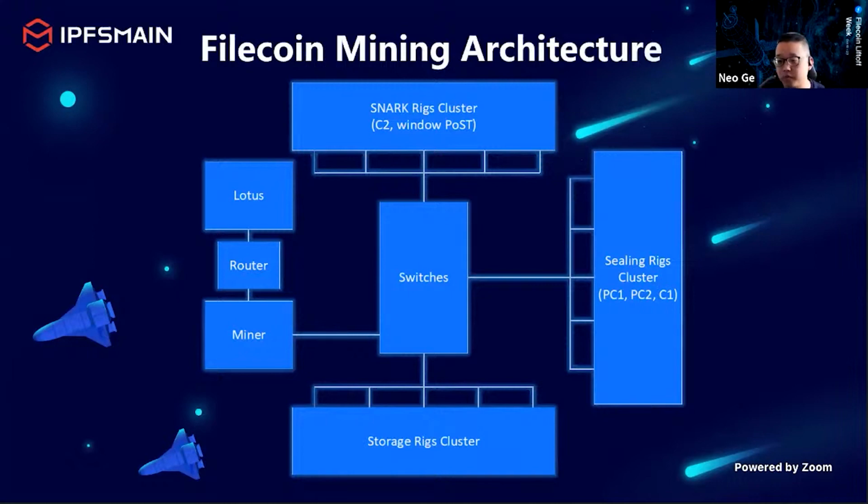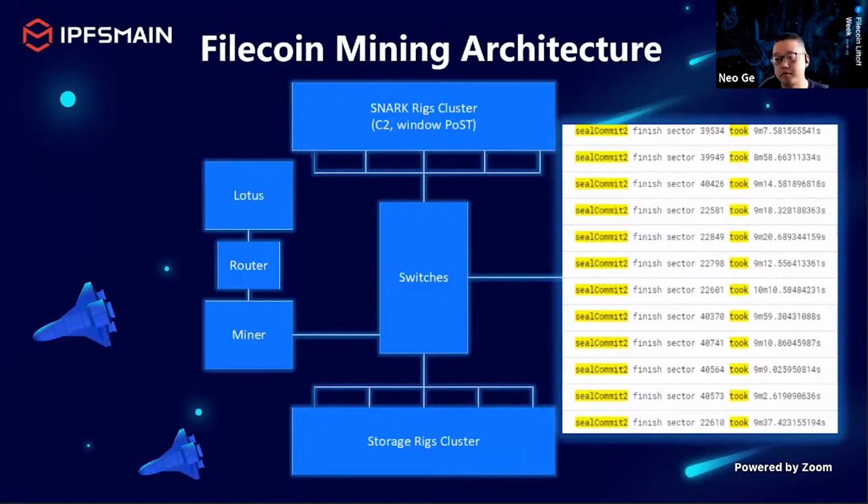In this design, we want storage rigs to complete the first step of POST, generate candidates on their own. At the same time, we use seeding rig cluster for seal pre-commit phase 1, aka PC1, PC2, and C1, and snark rig cluster for C2 and window POST.